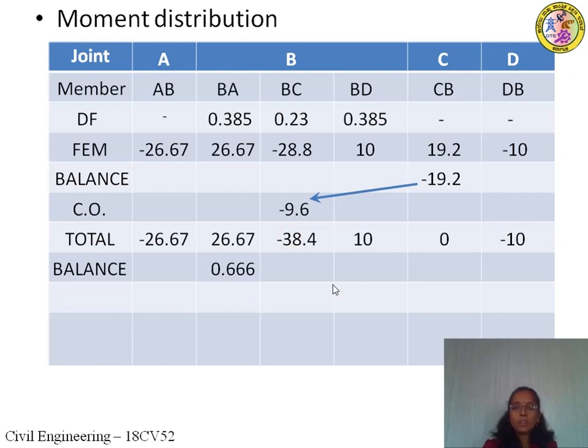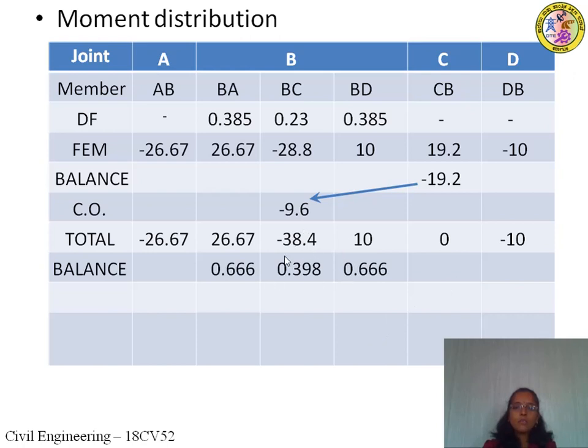Next, 1.73 into 0.23 will be equal to 0.398. That is the moment which is carried by member BC. And 1.73 into 0.385, again it is 0.666. This is the moment which is carried by member BD. So that is balancing of joint B.